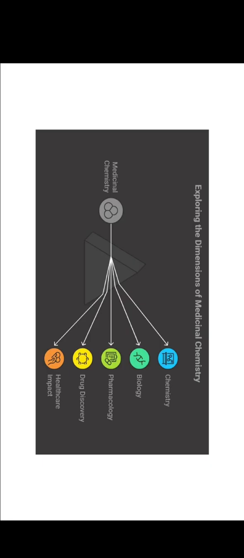Medicinal chemistry is a branch of science. It is a discipline at the intersection of chemistry and pharmacy. It focuses on identification, synthesis, and development of chemical entities. Its main goal is to produce safe and effective medicine. Exploring the dimensions of medicinal chemistry, it includes chemistry, biology, pharmacology, drug discovery, and healthcare impact.